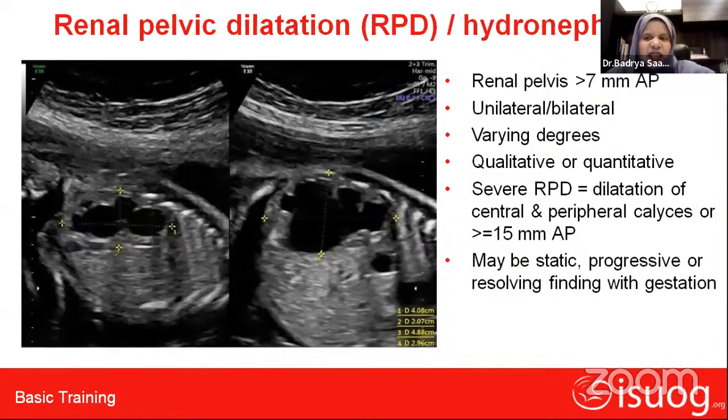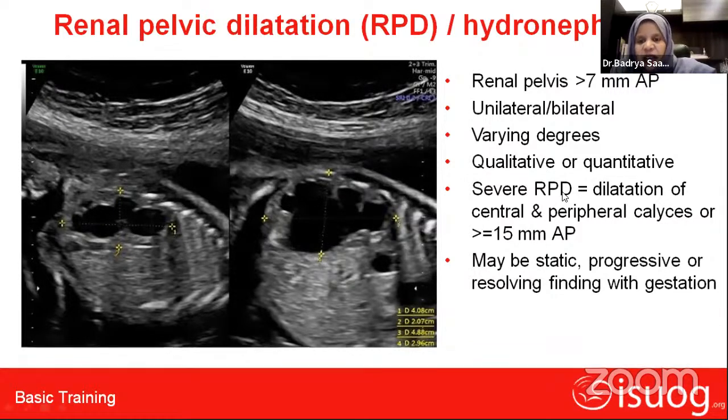Now we will go to another abnormality, which is hydronephrosis. As you can see here in the section of the kidney, when you measure it, there is an increase in the pelvic dilatation. And that increase in pelvic dilatation is not only in the center of the pelvis, it also includes the periphery, the calyces. So this indicates that this type of hydronephrosis is very severe. In case of renal pelvis exceeding 7 millimeters, either unilateral or bilateral, it should be referred to a specialized center.